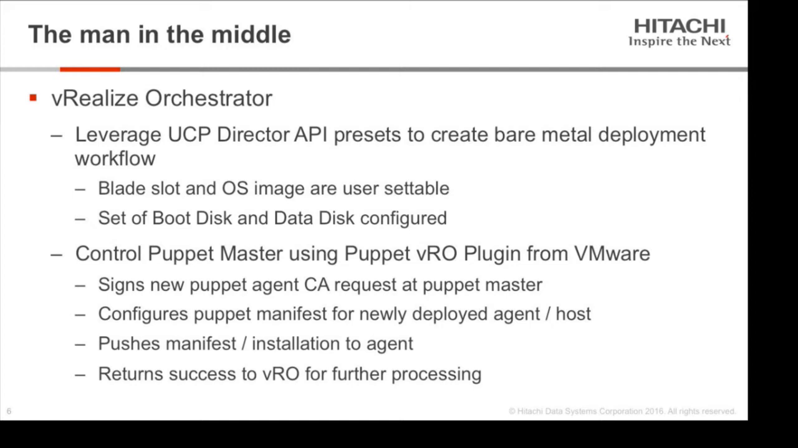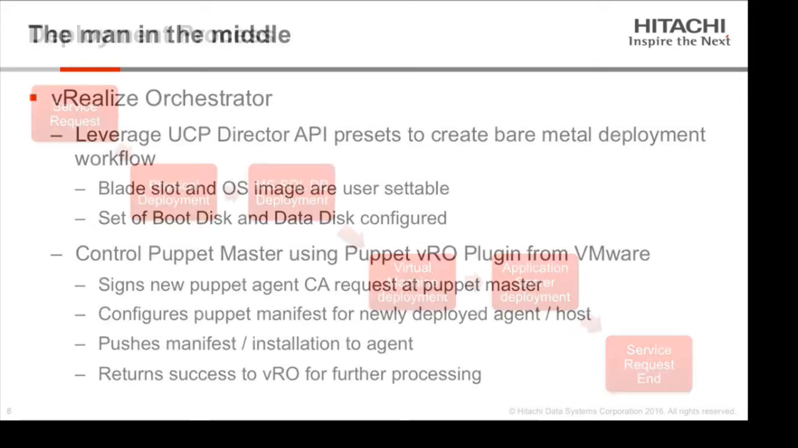And then we can put the manifest on the physical blade to make sure that the database is installed. In the manifest, in the module, we define how the SQL database server is actually set up, and there we can also set the user settable variables like username, DB name, password, and so on. So that was all done using vRealize Orchestrator to control the Puppet master.